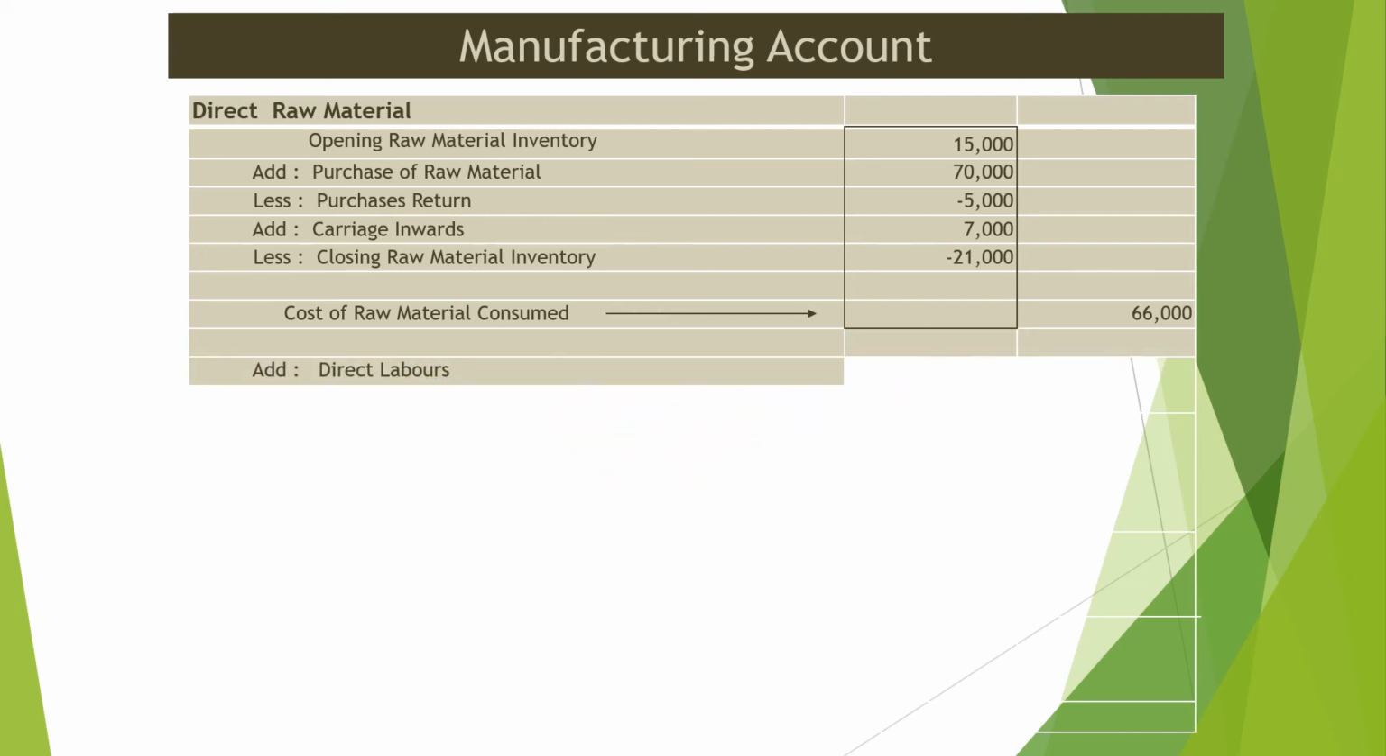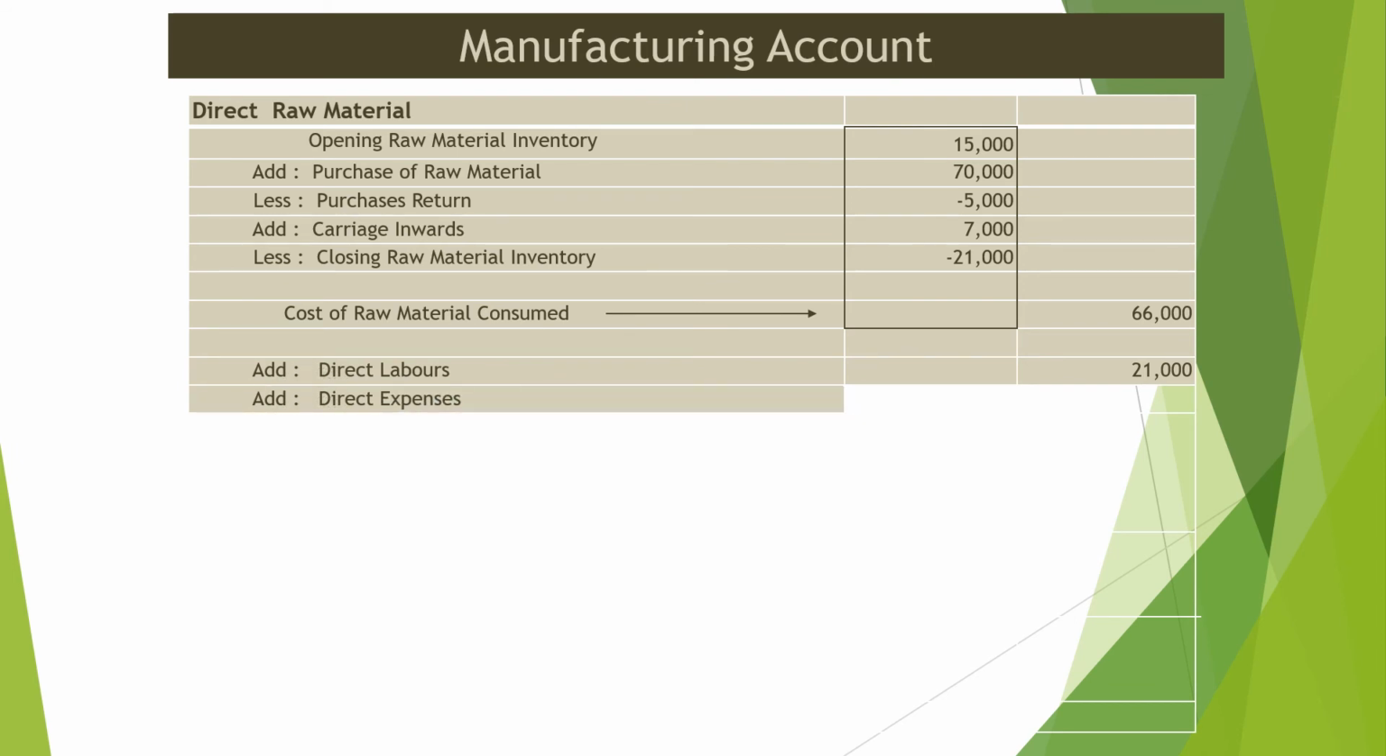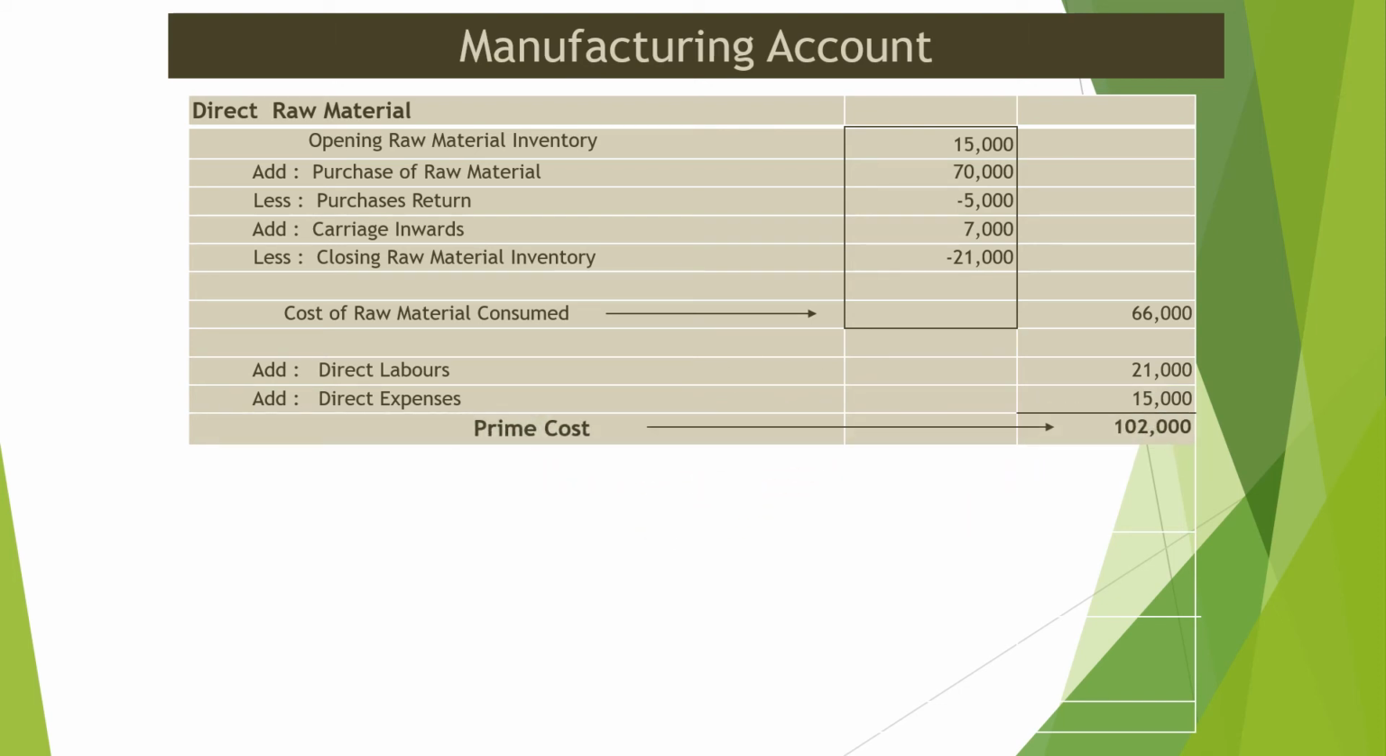Then the direct labor will be added and the direct expenses will be added. It will now be the prime cost, as we saw earlier. So this is the prime cost. Direct material, direct labor plus direct expenses is the prime cost. We will now add the factory overhead or indirect cost.